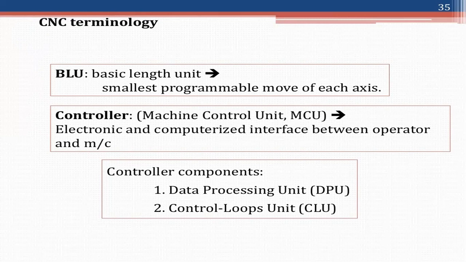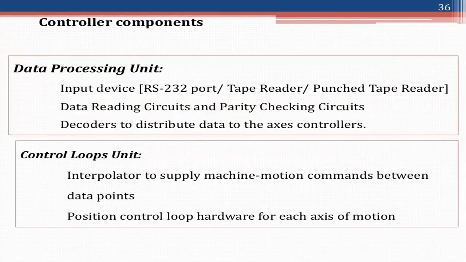The controller components: the first is the data processing unit, and the second is the control loop unit. The data processing unit has the input device, a data reading circuit and parity check circuit, and a decoder to distribute data to the axis controllers. The control loop unit has an interpolator to supply the commands between the data points.